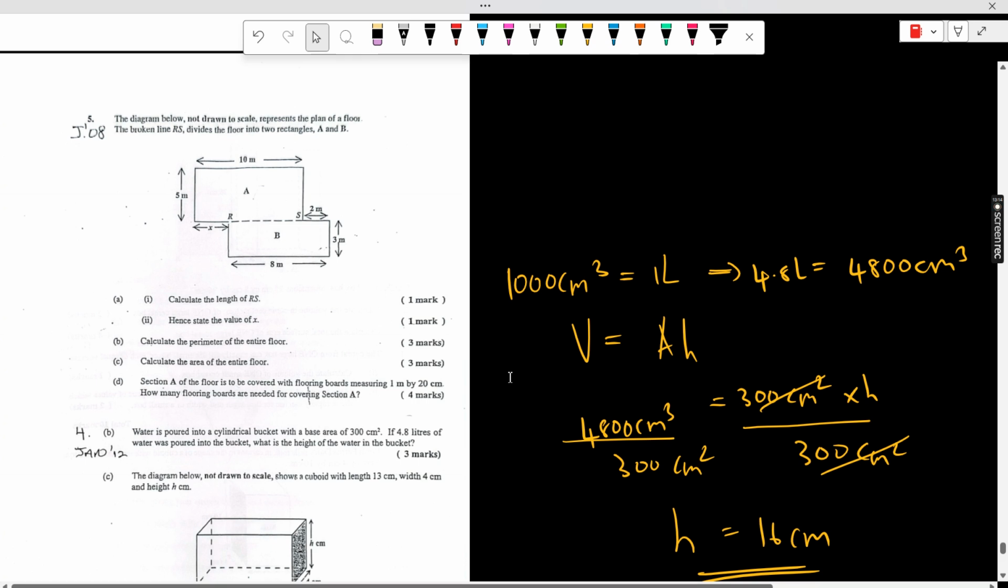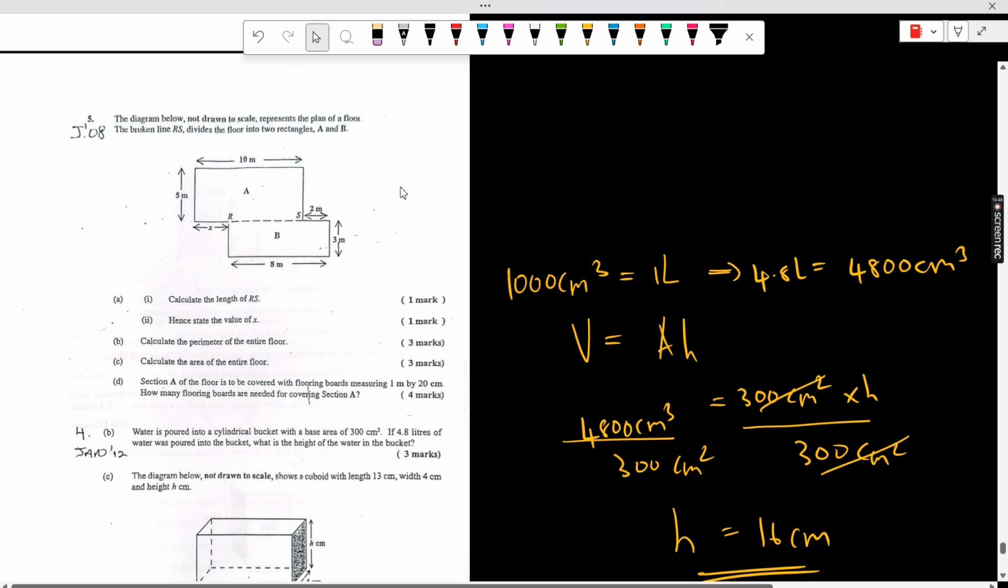Okay, good. All right, so look at this. The diagram below, not drawn to scale, represents a plan of a floor. The broken line RS divides the floor into two rectangles, A and B. So you need to find RS. Part A has length 10 and width 5, part B has width 3 and length 8. Then there's a little part 2, and a little part X. It says calculate the length of RS.